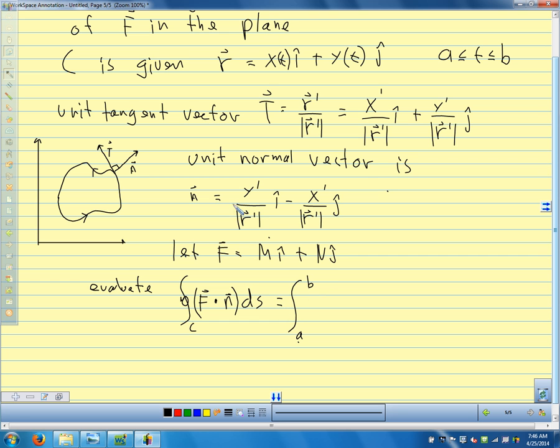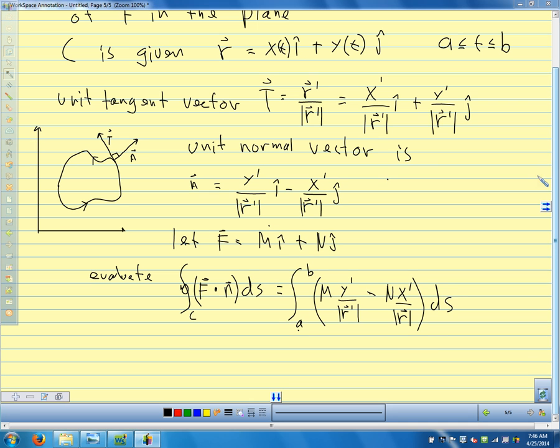F dot n is going to give us m y prime over the magnitude of r prime, plus, minus n, got a minus sign there, minus n x prime over the magnitude of r prime, times ds. So that's when we form that dot product, this is what we get. We're summing the outward normal component of f around this curve.